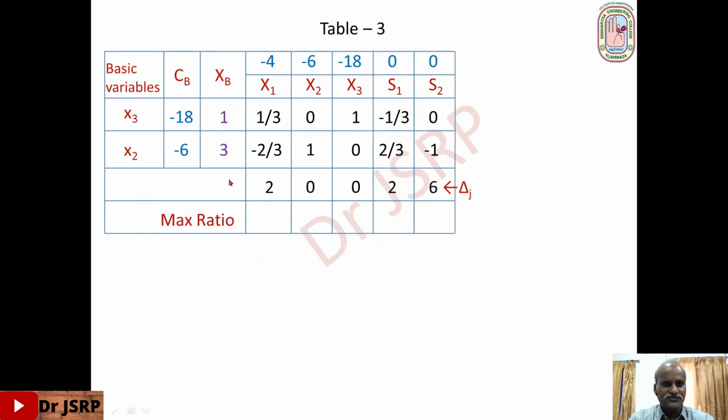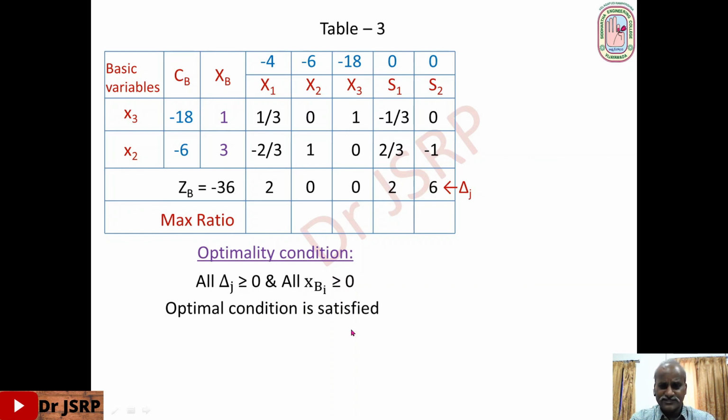The corresponding objective function value, ZB equals CBXB, that is minus 18 into 1, minus 18, plus minus 6 into 3, minus 18, that is minus 36. Okay. Right. Now verify the optimality condition. So observe here, all delta j are greater than or equal to 0. And observe the solution, all xBi are greater than or equal to 0. So the optimality condition is satisfied. So the present solution is an optimal solution.